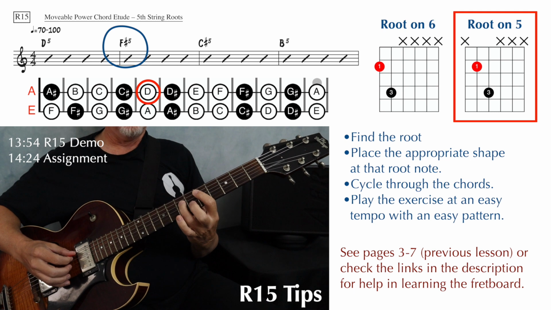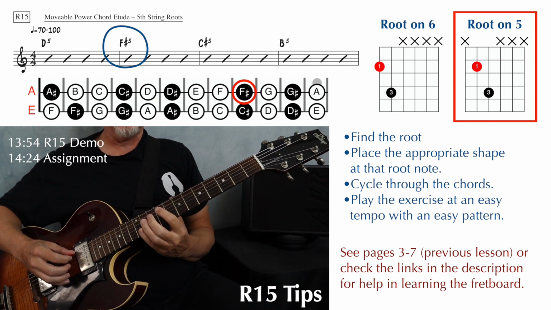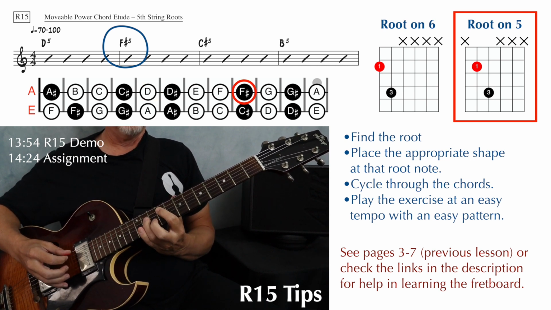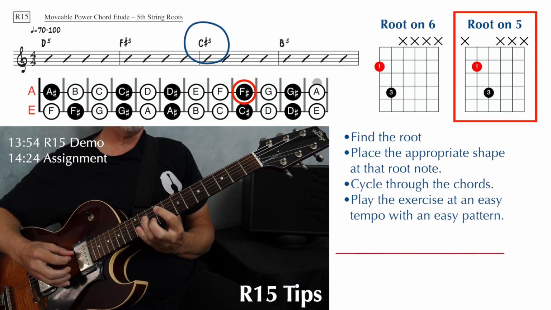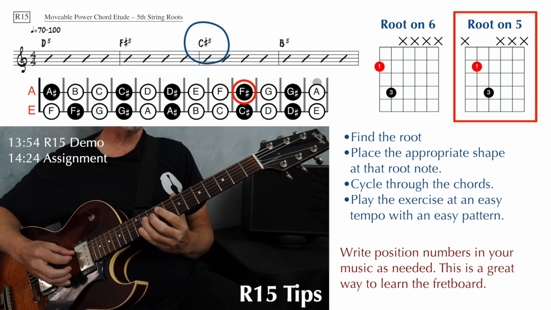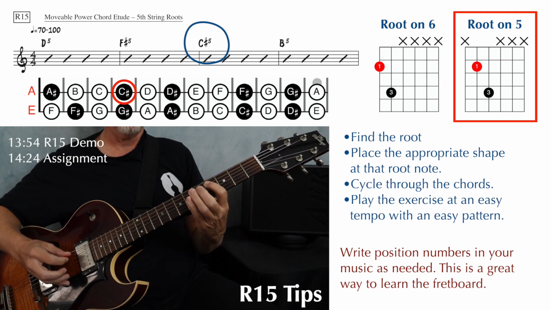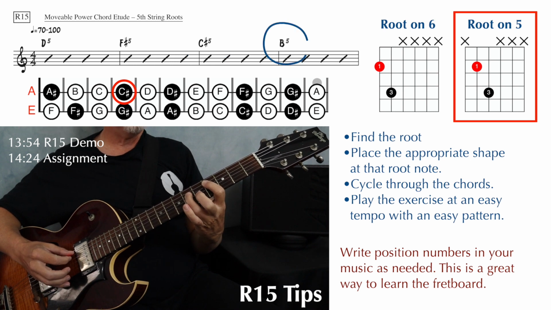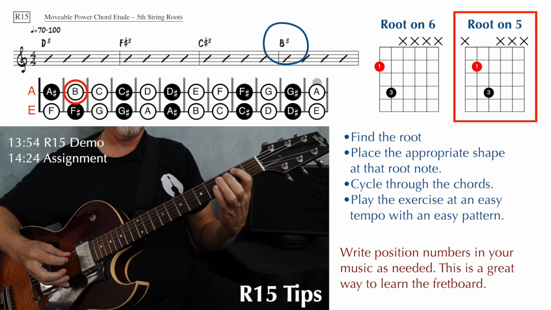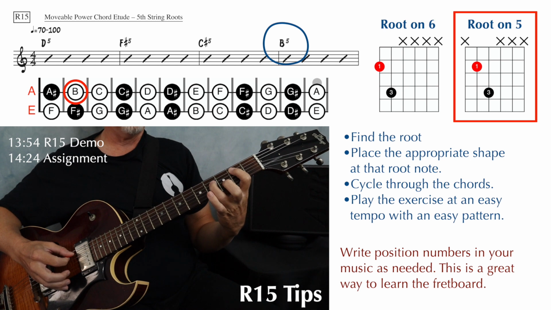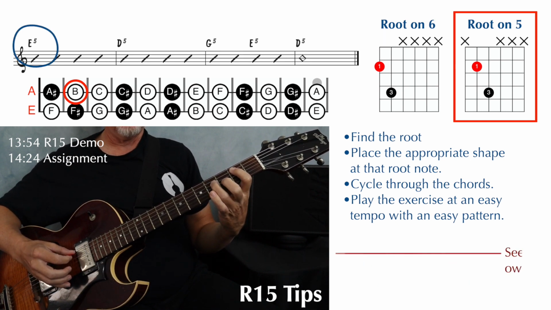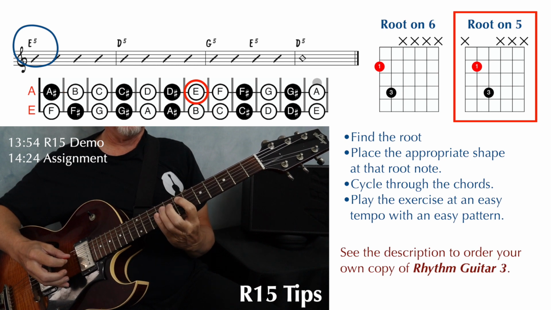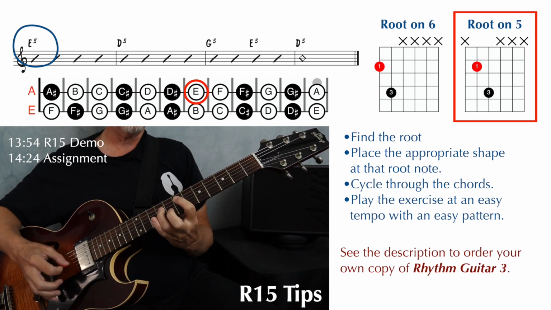F sharp on the 5th string is going to be at the 9th fret, and then play your power chord. C5, or excuse me, C sharp 5. C sharp is going to be at the 4th fret. Play your power chord. B is going to be at the 2nd fret. Play your power chord. Find your E on the 5th string. That will be at the 7th fret. And then add your power chord.